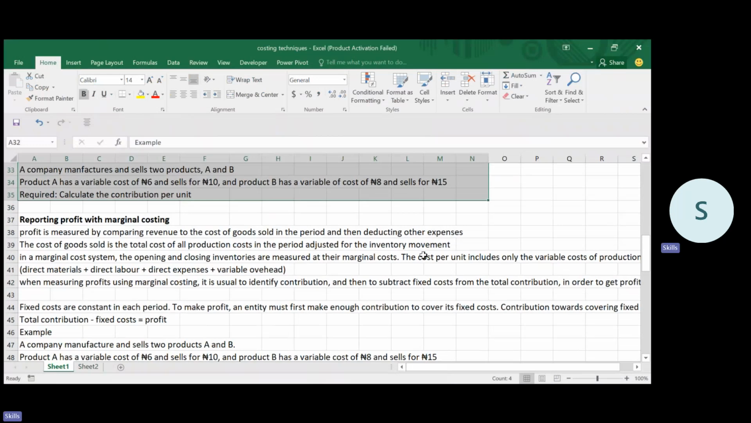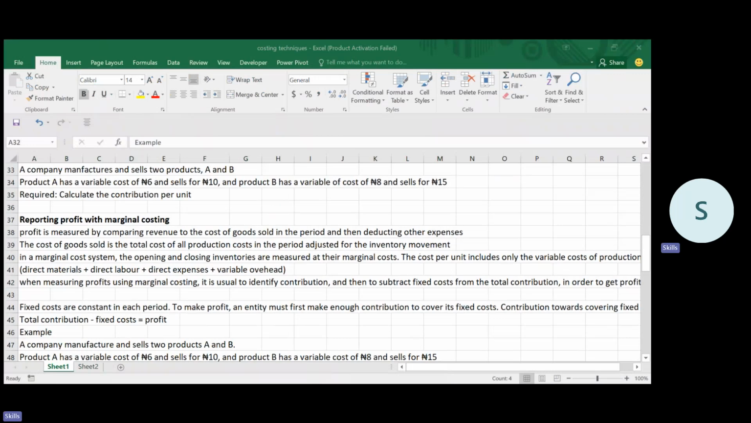Do you have opening inventory? Do you have closing inventory? You make this adjustment. Then in marginal costing, the opening and closing inventories are measured at their marginal cost, whether opening or closing inventory. The cost per unit includes only the variable cost.